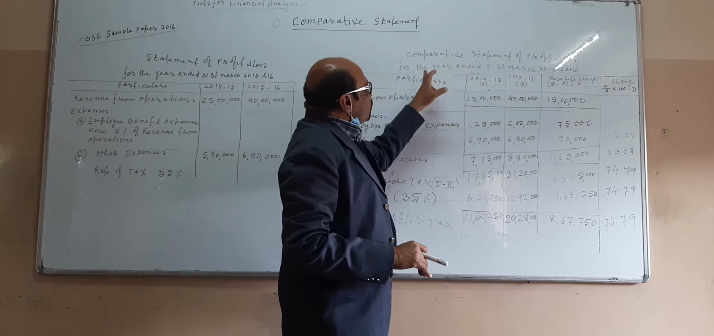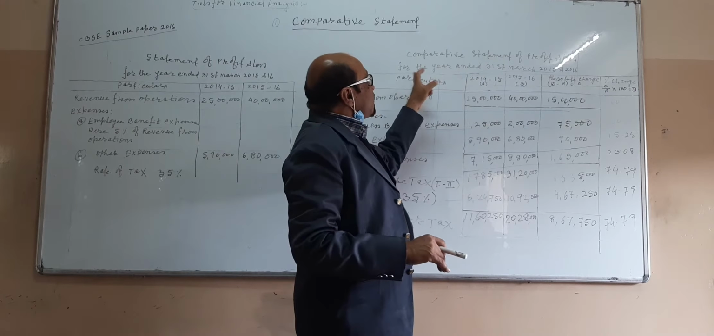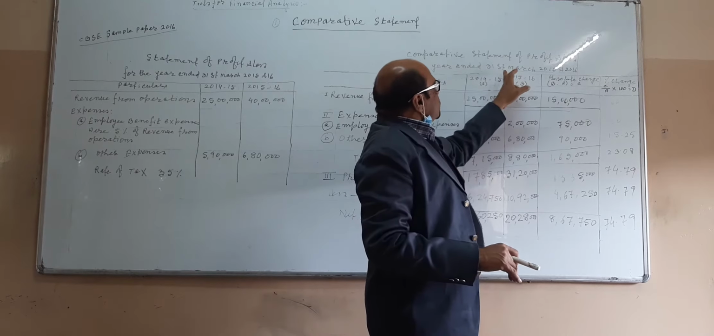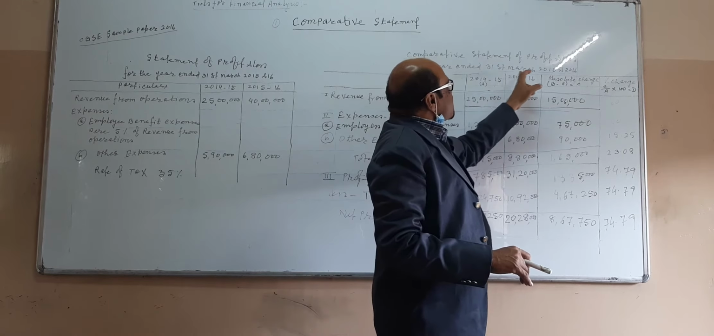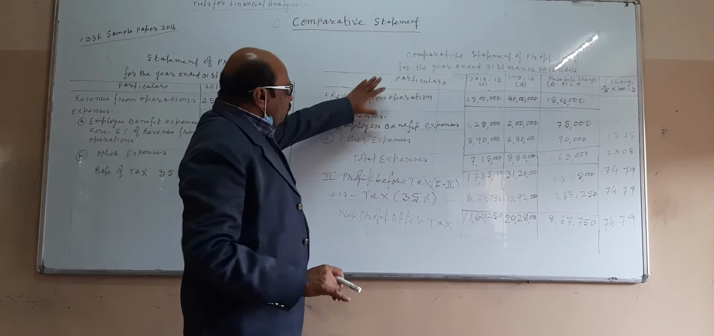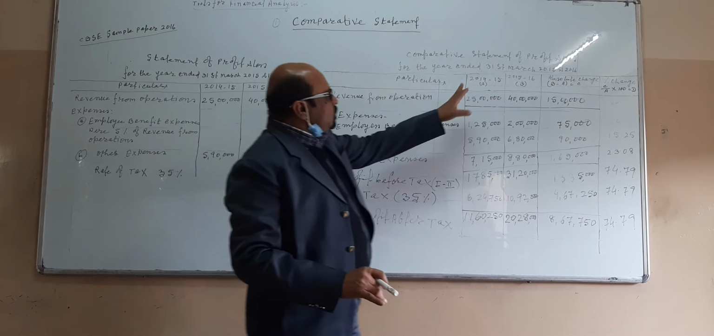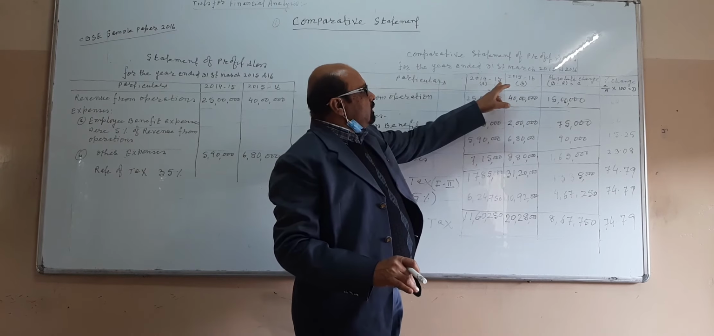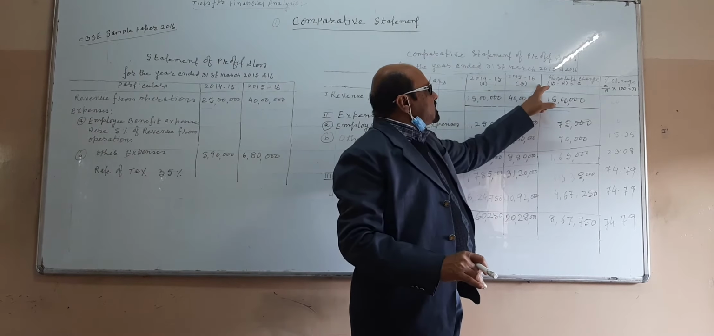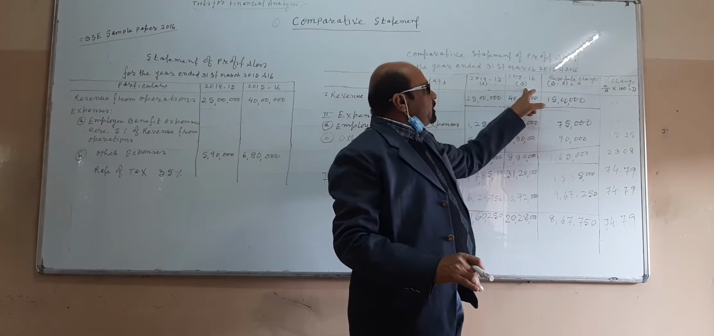And then you write for the year ended. Why for the year ended? Because it is a statement. For the year ended 31st March 2015 and 16. See, first of all you write the particulars, then 2014 and 15, and you put here A. Then 2015 and 16, you put here B.